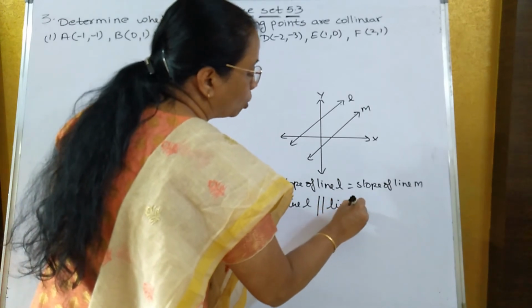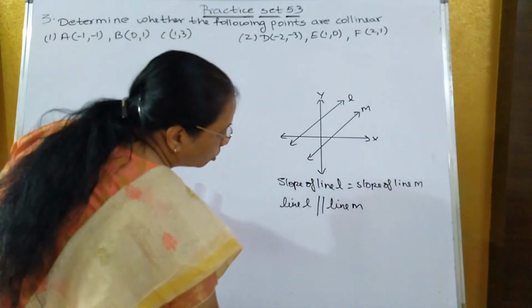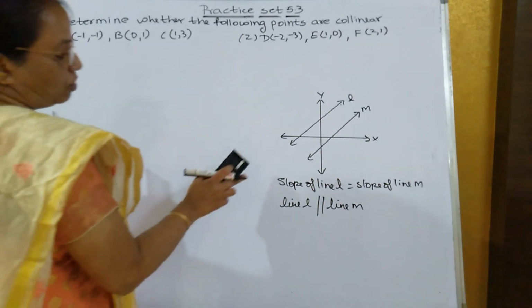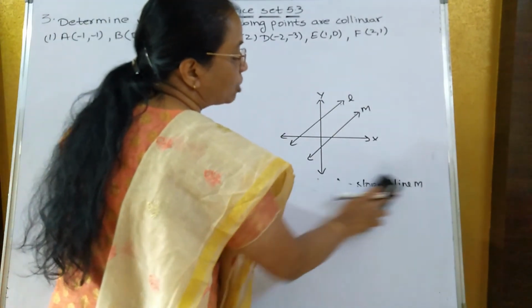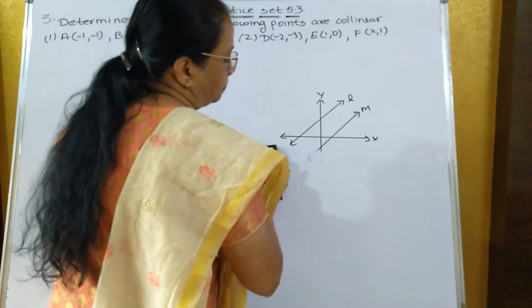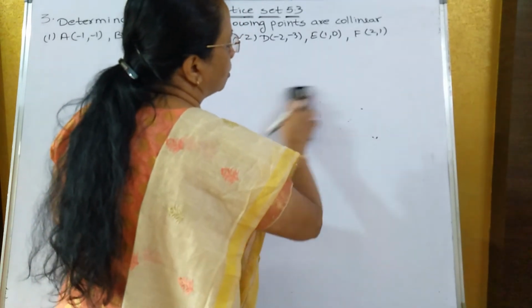So if the slopes are equal, then the lines are parallel, or if lines are parallel, then the slope has to be equal. Now we will do the first sum of the sum number 3.